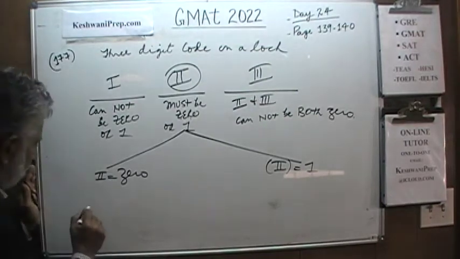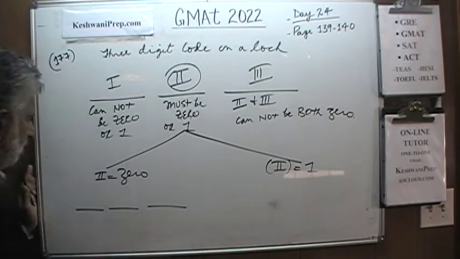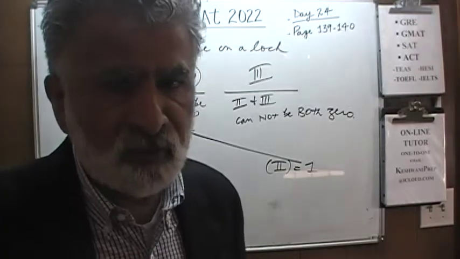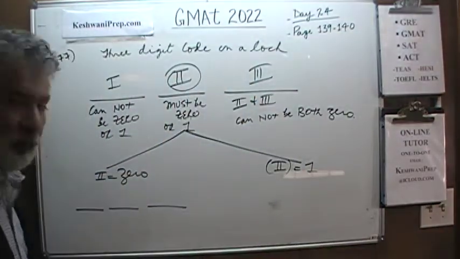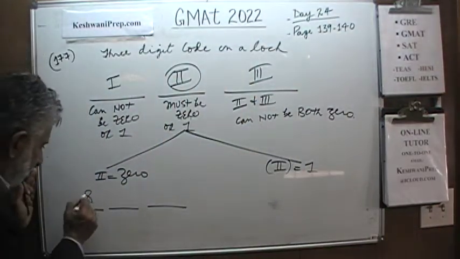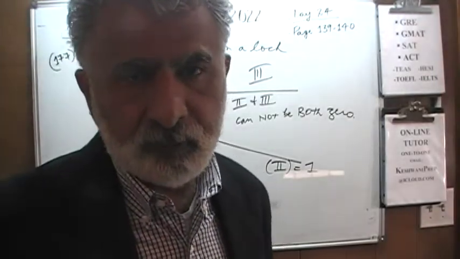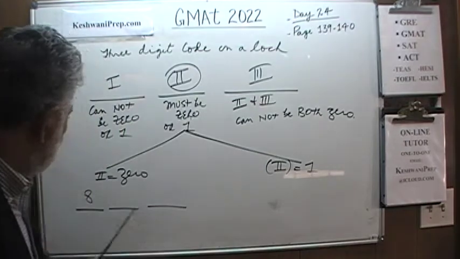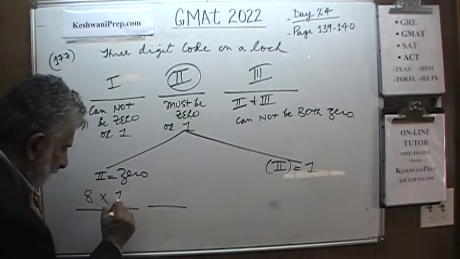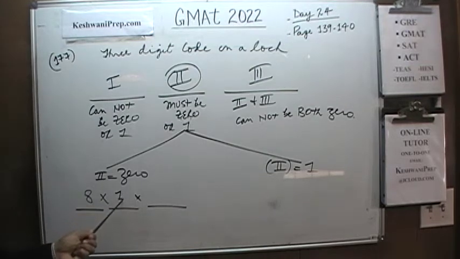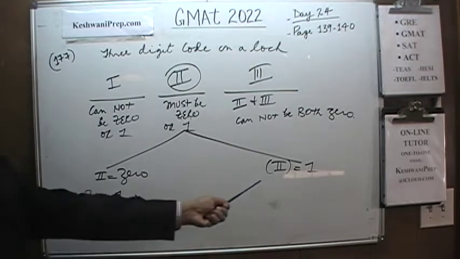And let's begin. So here are three digits, 1, 2, and 3. The first digit cannot be 0 or 1. There are 10 digits, 0 through 9. It cannot be 0 and it cannot be 1. There are only 8 possibilities. It can be 2, 3, 4, 5, 6, 7, 8, or 9. That's it. There are 8 possibilities. Second digit is fixed because it's 0. There's only one way we can fill it.